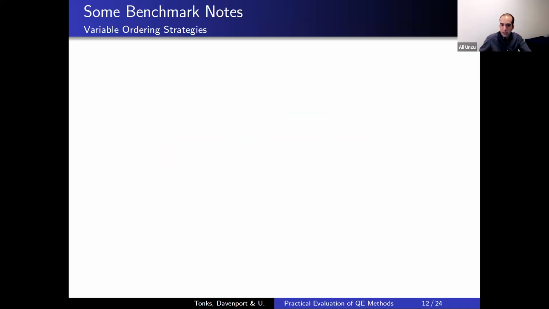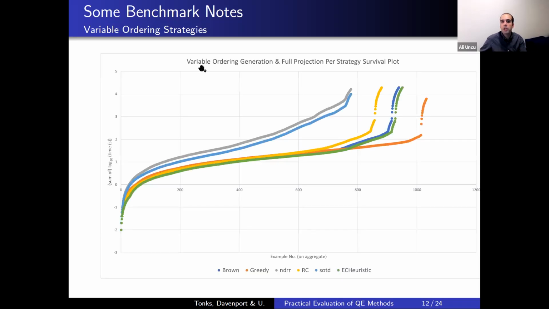All right, and now I will just go to the benchmarking part of the thesis, where Zach talks about survival plots. So not necessarily single problems and how fast they are, but just pressure tests on the code against the other codes available. So the first one that I'm going to talk about is the variable ordering generation and full projection per strategy survival plot.